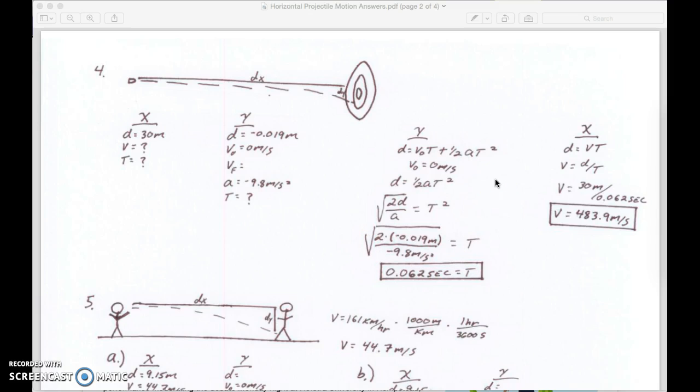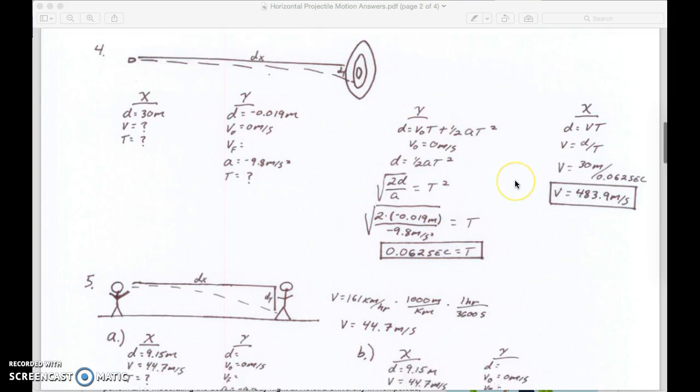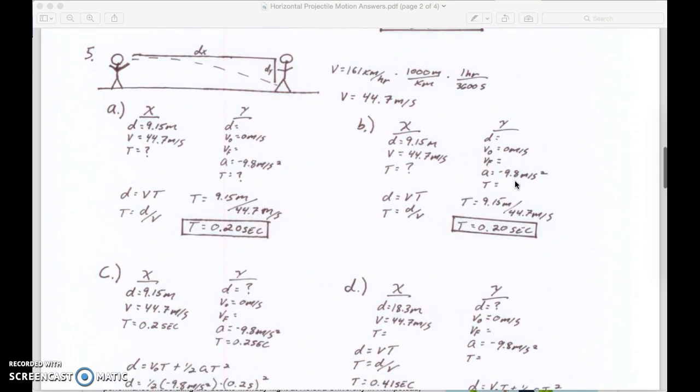Now we're going to find the velocity as it leaves the gun. d equals v times t, but if I rearrange that for velocity, velocity is distance or displacement over time. I have the displacement, 30 meters, I have the time, 0.062 seconds, just solve for it, and that gets me a velocity of 483.9 meters per second.